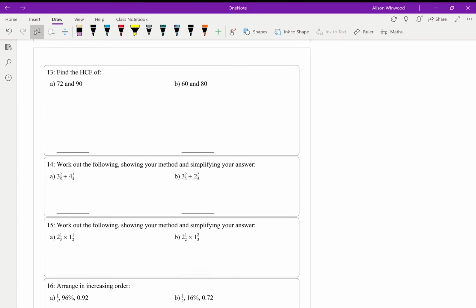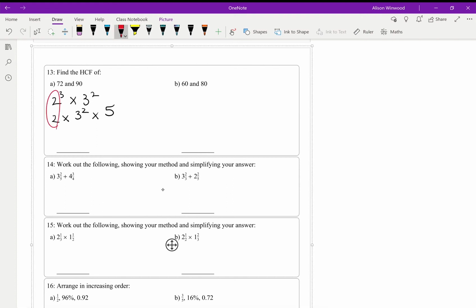72 as a product of prime factors is 2 cubed multiplied by 3 squared. 90 as a product of prime factors is 2 multiplied by 3 squared multiplied by 5. So they've got 2's in common, and they've got 3's in common, and in fact they've got 3 squared in common. 2 multiplied by 3 squared is 18.